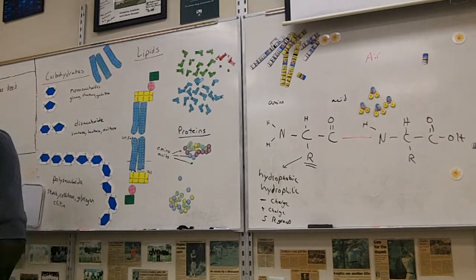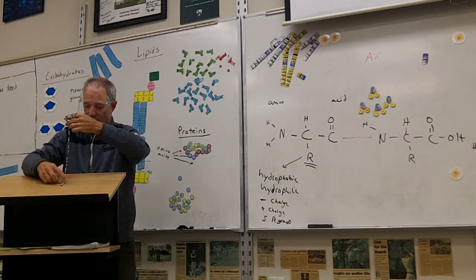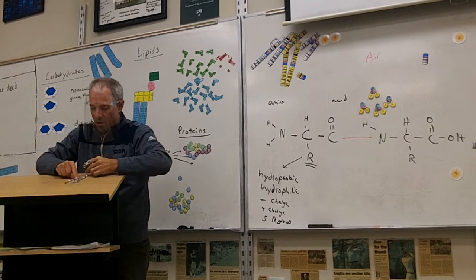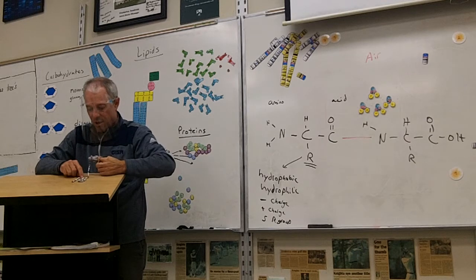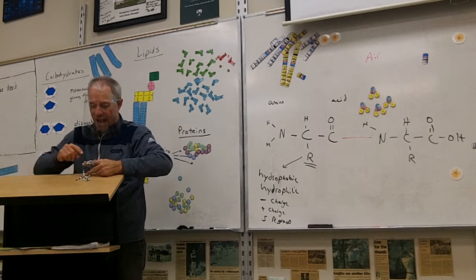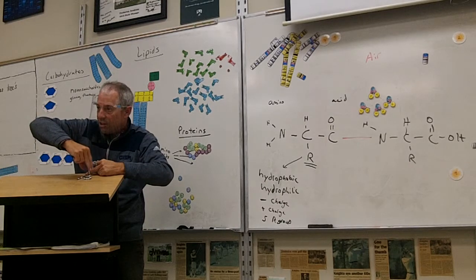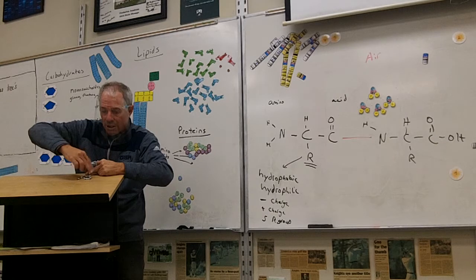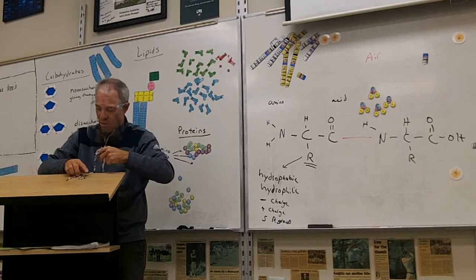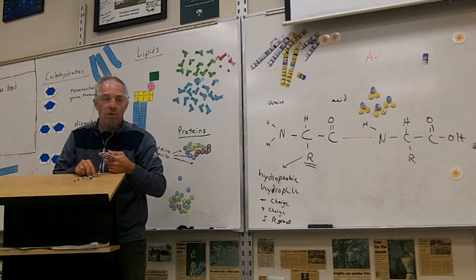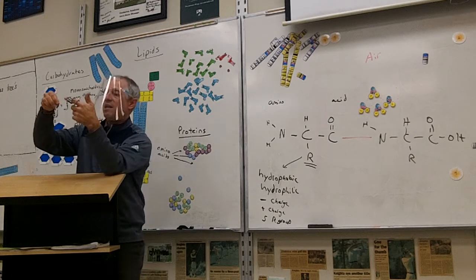Or it'll form structures like this. What do we call that? Pleated sheet. A beta sheet or a pleated sheet. So you have alpha helixes and you have pleated sheets. And that forms due to hydrogen bonds between the amino acids. They aren't as strong as the peptide bonds that hold the chain together, but they're pretty strong. So that's secondary structure.